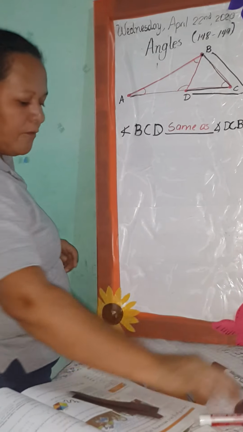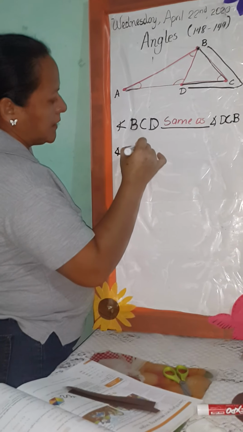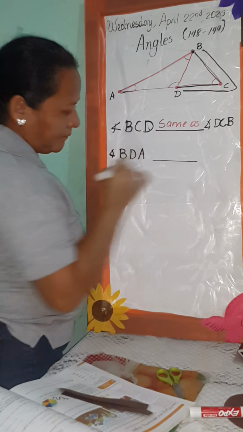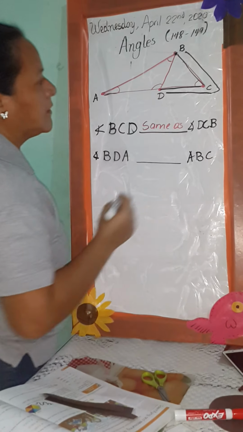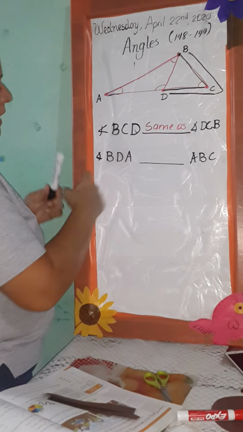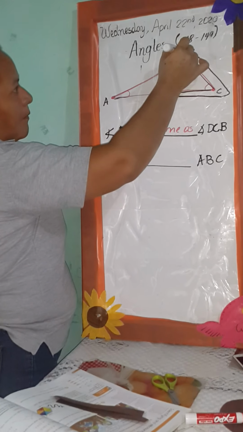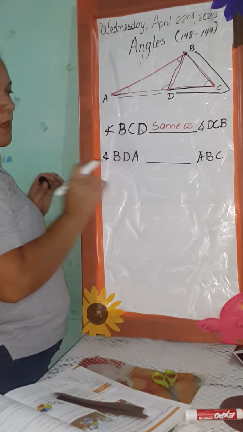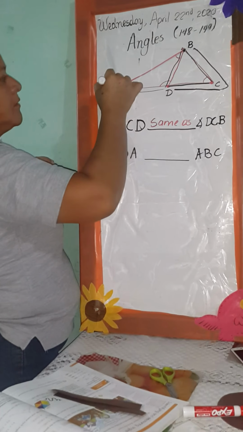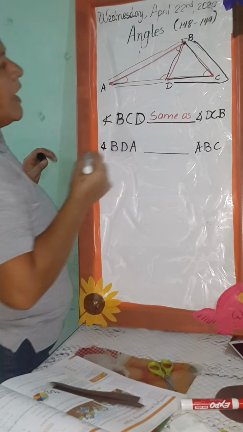Let's try with the other. You have BDA, and A, B, and C. Let's read. BDA, I'm starting from here, B, I'm going down, D, and A. Look, this is the angle, this is this angle. Now this, A, B, and C. Are these angles equal or not?